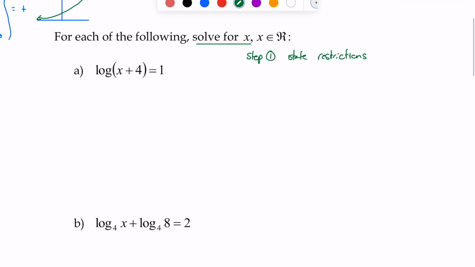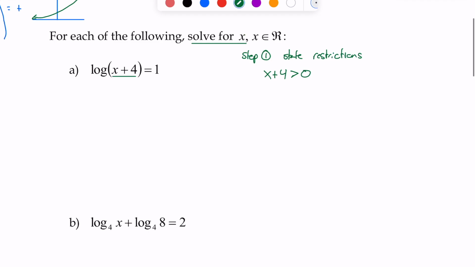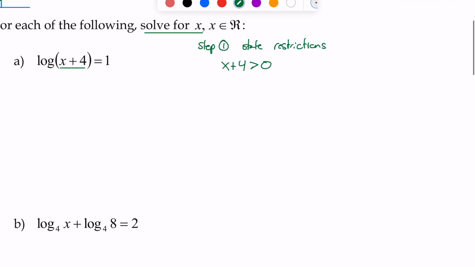So if my restriction is that the inside of the logarithm always needs to be positive, the way you can write that is you say x plus 4, that's what's on the inside of the logarithm, always needs to be positive, meaning it always needs to be bigger than 0. It could be a decimal, but as long as it's bigger than 0.